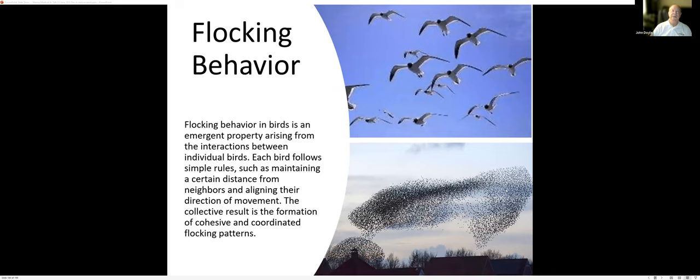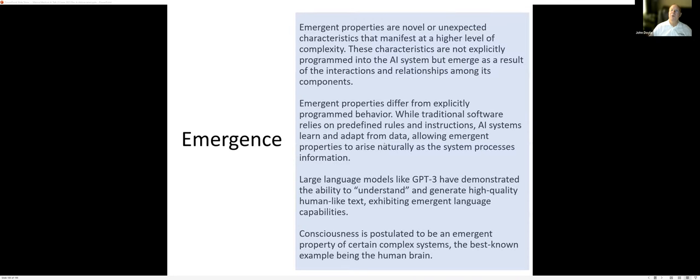Flocking behavior of birds is an emergent property arising from the interactions between individual birds. Each bird follows simple rules, maintaining a certain distance, aligning the direction of movement, and yet they form a flock that operates with cohesive and coordinated flocking patterns. So emergent properties that are novel or unexpected may arise at a higher level of complexity, and emergent properties may differ from explicitly programmed behavior.